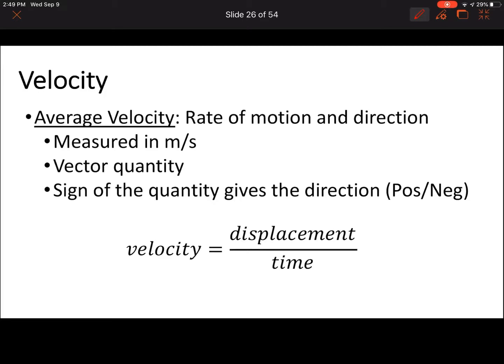So velocity, similar to speed, is rate of motion with a direction associated with it. Also measured in meters per second, both are. But velocity is a vector, and it is important that we remember that, because the sign then gives us our direction.